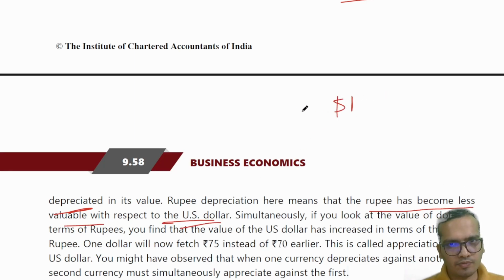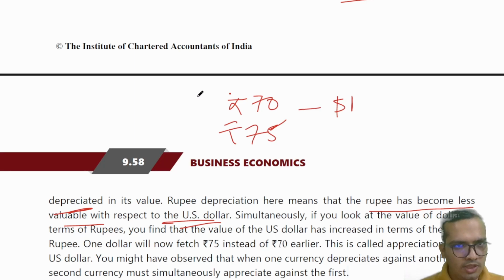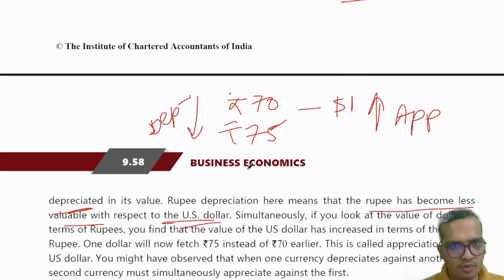So for USD 1, the rupees were first 70, then became 75, so more money is needed, meaning the rupee has depreciated. And in reverse terms, this is called appreciation. Simultaneously, if you look at the value of the dollar in terms of rupees, you will find that the value of US dollars has increased in terms of Indian rupees. From the dollar's side, where 70 rupees were needed to buy it, now 75 are needed, so from the dollar's side the value has increased, but from the rupee's side it has depreciated, so this is called appreciation and this is called depreciation. So $1 will now fetch 75 rupees instead of 70. So this is called appreciation of the US dollar.